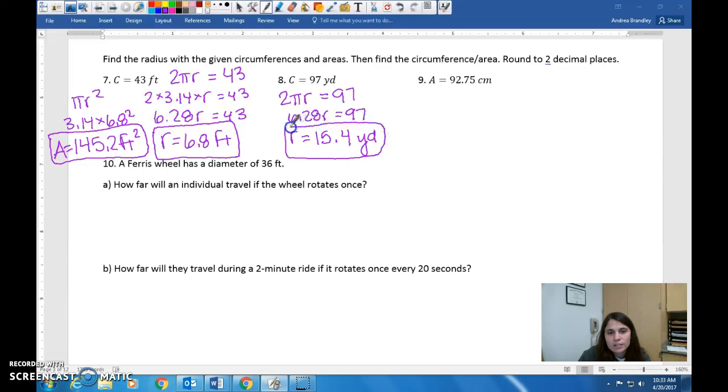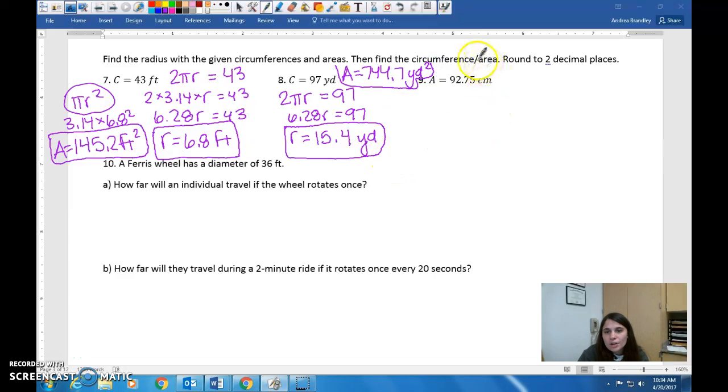And then just like we did on number 7, we go ahead and plug that into our area formula. So 15.4 squared, multiply that by pi, which is 3.14. Oops, 15.4 squared times 3.14 equals approximately, our area is 744.7 square yards.